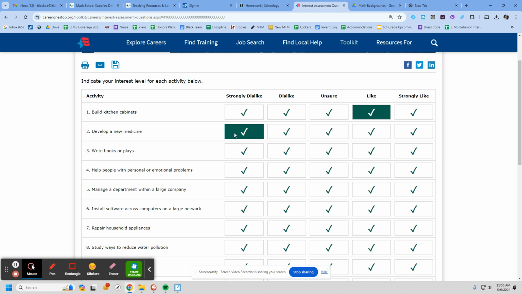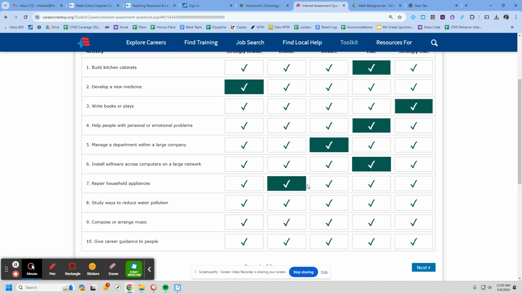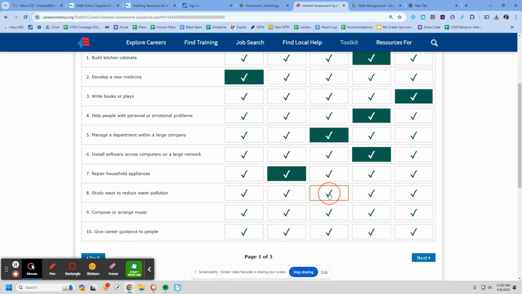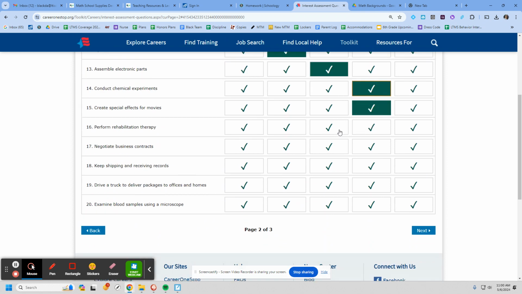If not, click no. Writing books or plays, helping people with personal or emotional problems. Manage a department within a large company. That just means like be in charge of people, so that would be like if you like to be a leader. Install software. If you like computers, click like. So just kind of do your best. If you really have no idea what it means, just click unsure in the middle. Then you'll click next. There's going to be three pages of these. I'm just going to click through so I can show you an example.